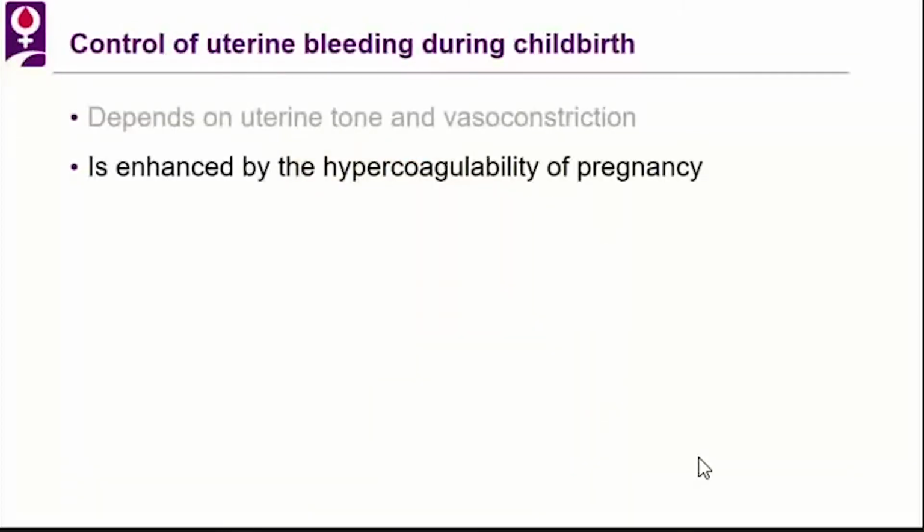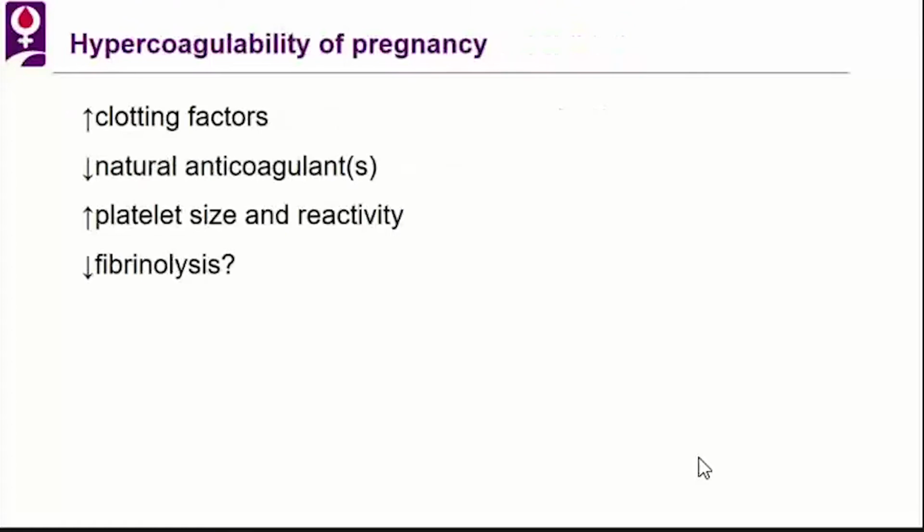But this process is enhanced by the hypercoagulability of pregnancy. What are the contributions to the hypercoagulability of pregnancy? I think we are all familiar with the increase of clotting factors, but there's also a decrease in at least one of the natural anticoagulants. Something that we don't always appreciate is that there is an increase in platelet size and reactivity, and there may be a decrease in fibrinolysis, especially around the time of childbirth.